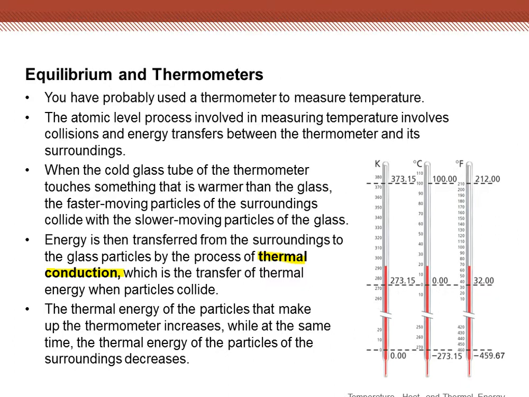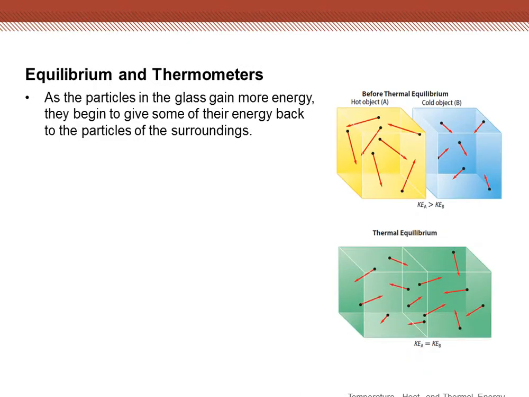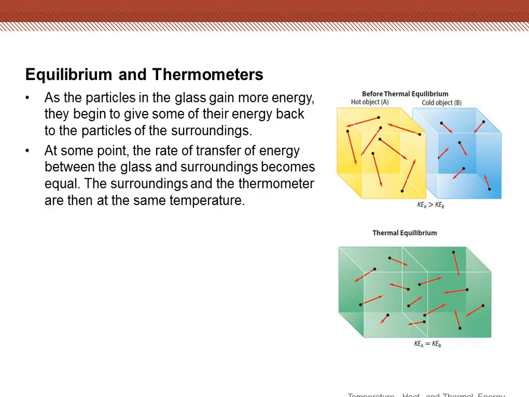Now, the thermal energy is decreasing in the surroundings very slightly because the thermometer is a small object, whereas the surroundings typically are going to be a much bigger object, so you won't necessarily notice that decrease in thermal energy of the surroundings. But we do notice an increase in the thermal energy of the thermometer because the reading changes. And as the particles in the glass gain more energy, they begin to give some of their energy back to the particles of the surroundings.